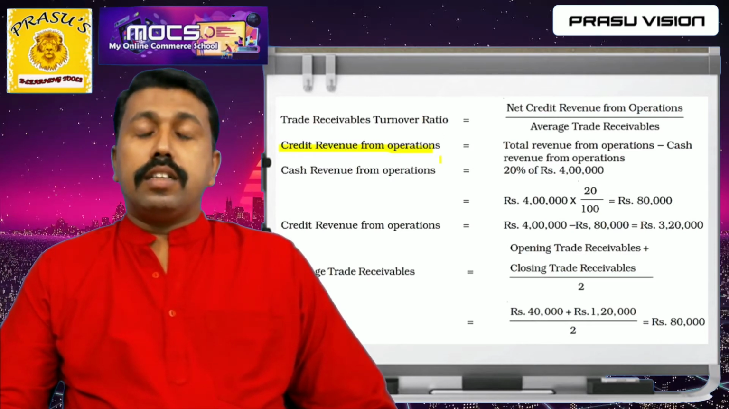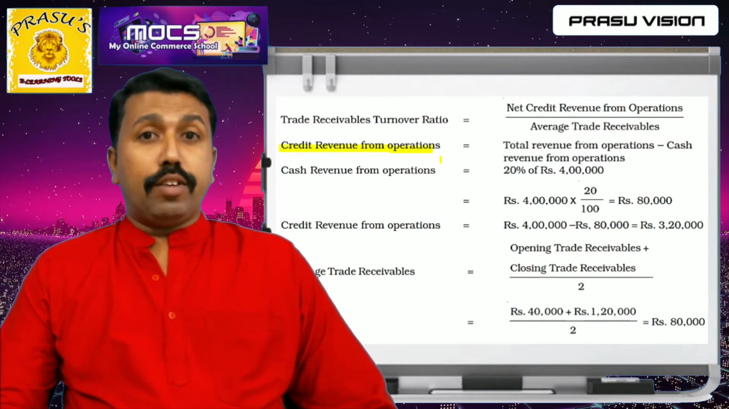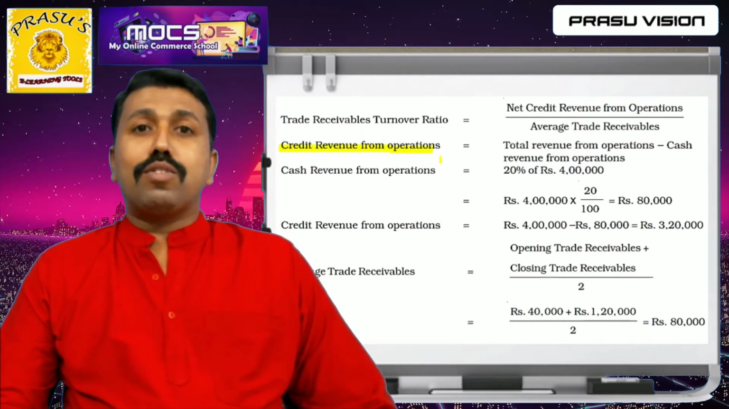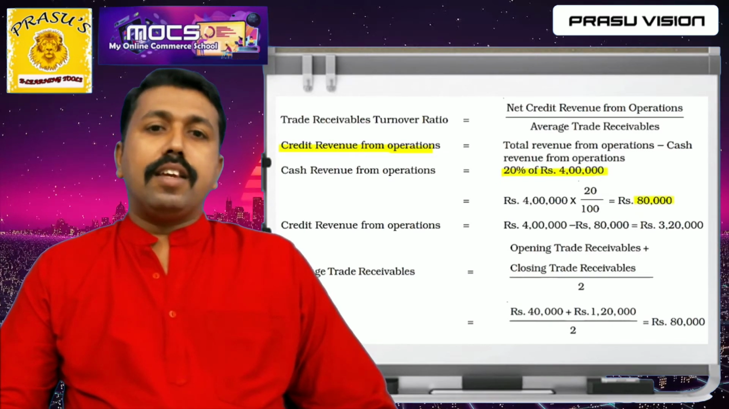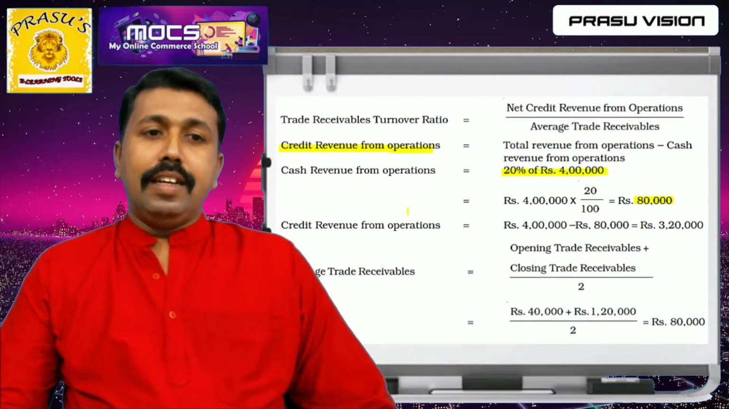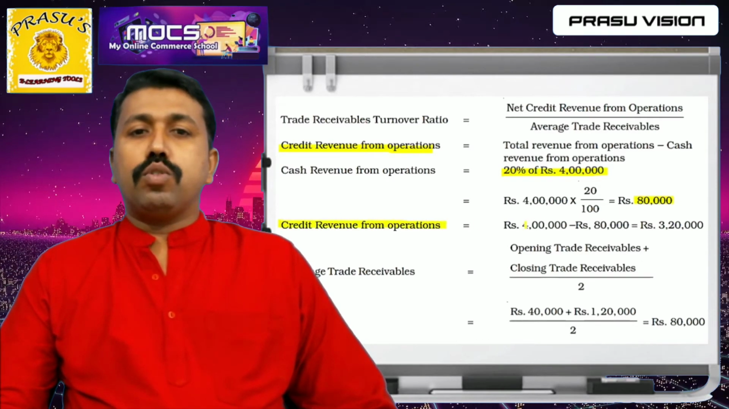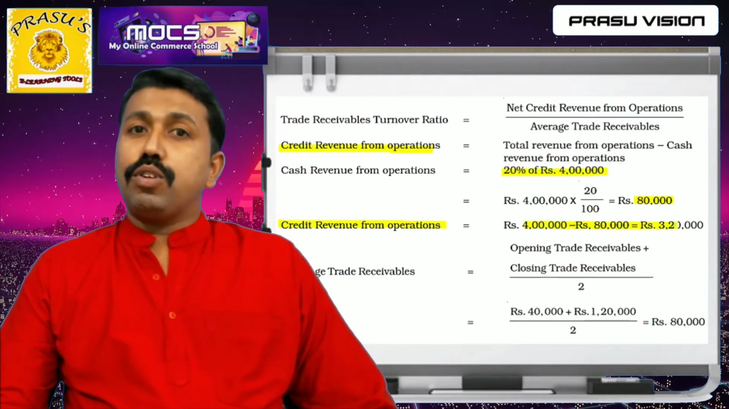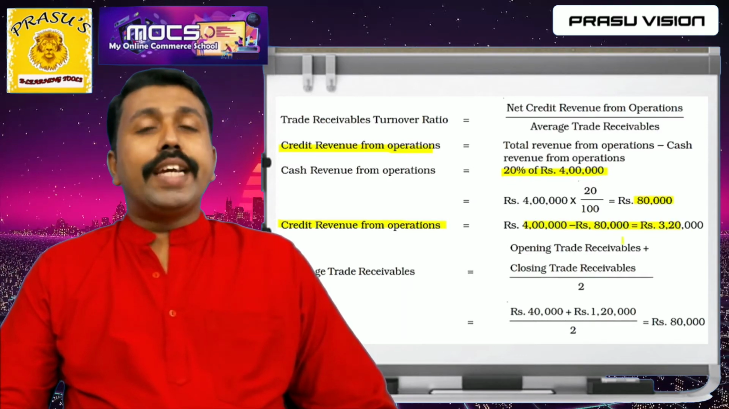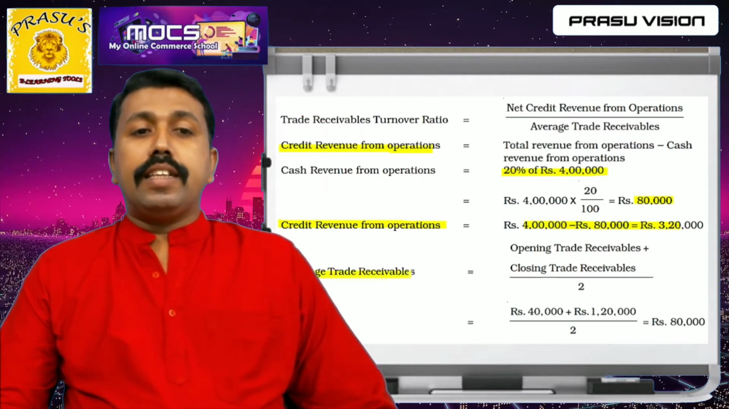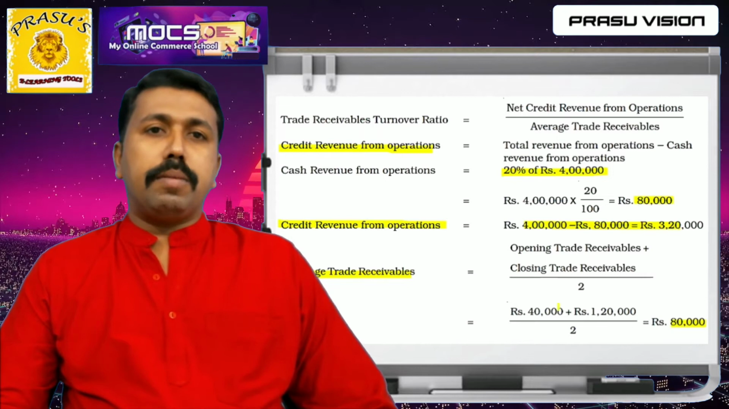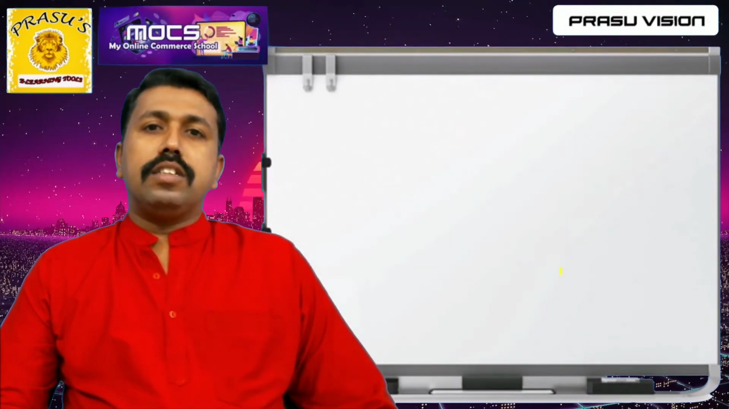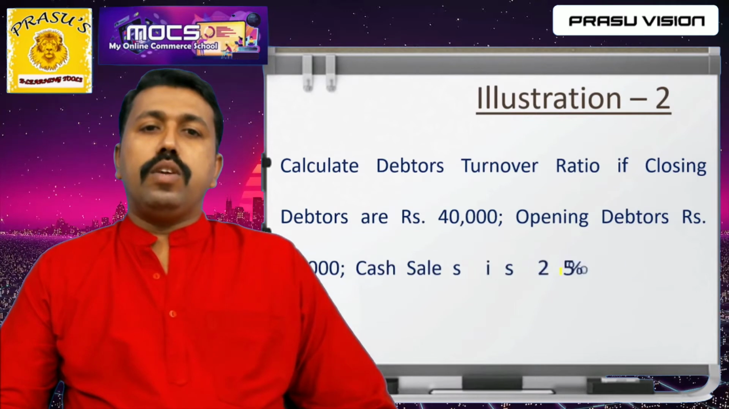So the cash revenue from operation, we have to calculate 20% of the total revenue. That means 20% of 4 lakh. So we will get 80,000 as the value of cash revenue from operation. Then it is very simple. Credit revenue from operation is equal to 4 lakh minus 80,000. We will get 3,20,000. Then we can apply directly after calculating the average trade receivable. That will be 40,000 plus 1,20,000 divided by 2, which is 80,000 average trade receivable. We can apply directly in the equation and calculate that value.